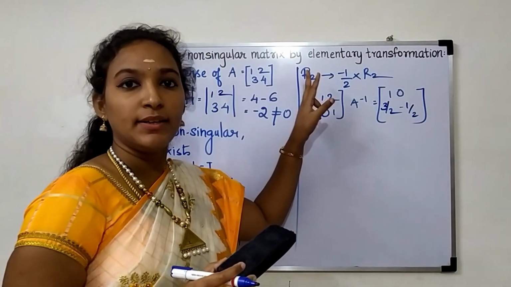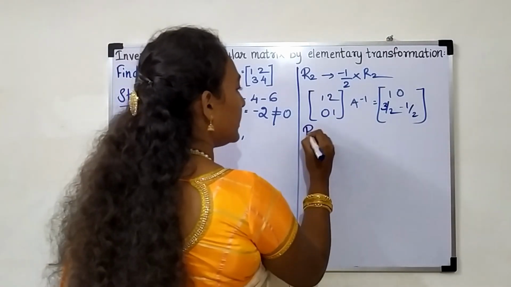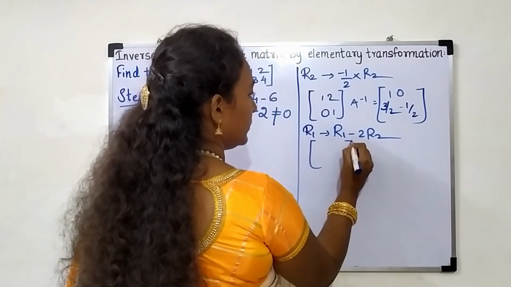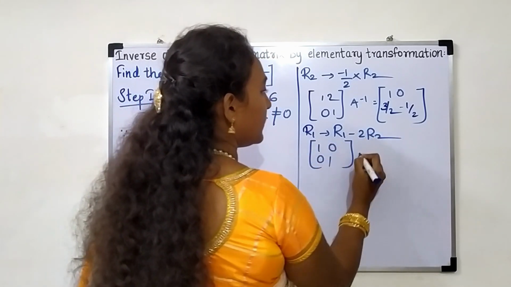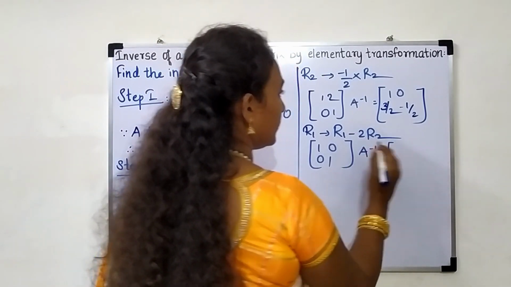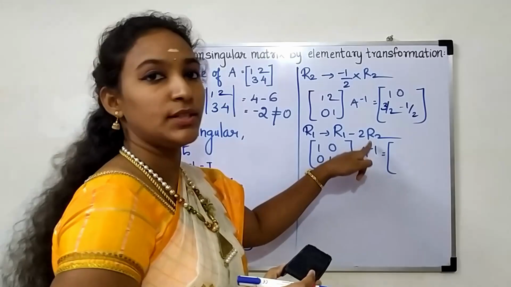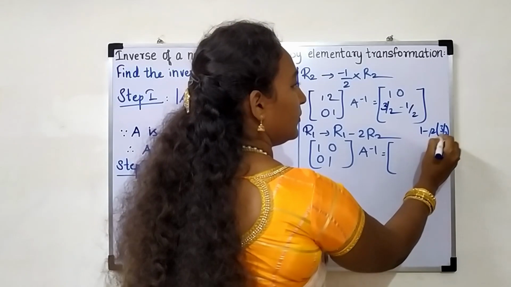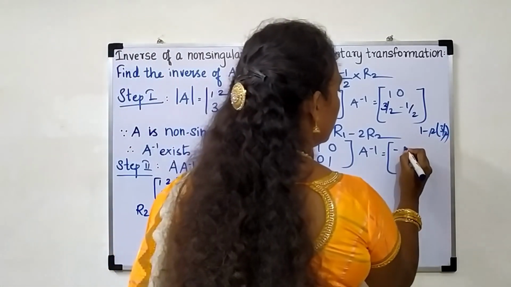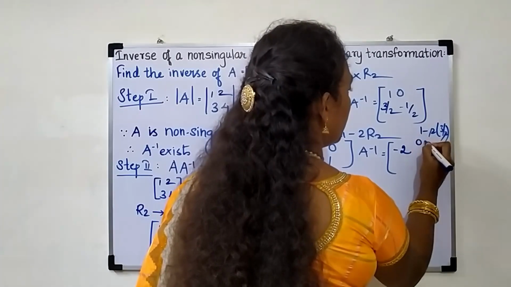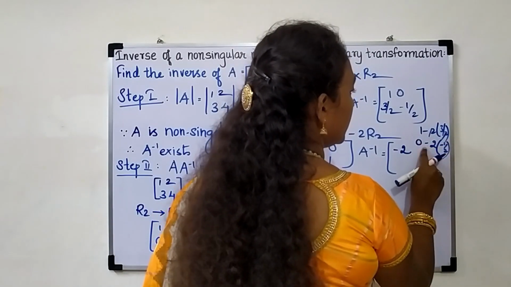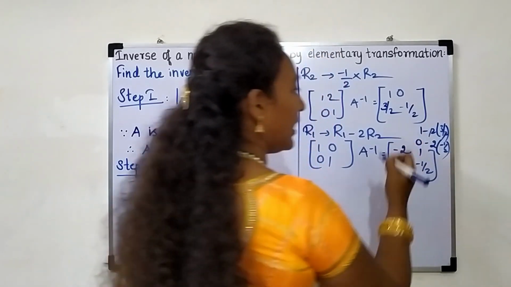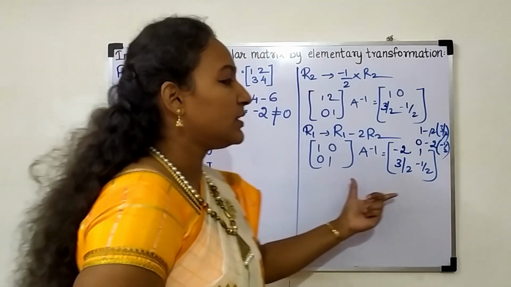Now it's time to change this 2 as 0. That is R1 minus 2 times R2. Okay, 1 0 0 1, A inverse. Okay, now this is 1 minus 2 into 3 by 2, which is minus 2, and we have 0 minus 2 into minus half, which is 1. This is 3 by 2 and this is half, minus half. Okay, so this is your A inverse.